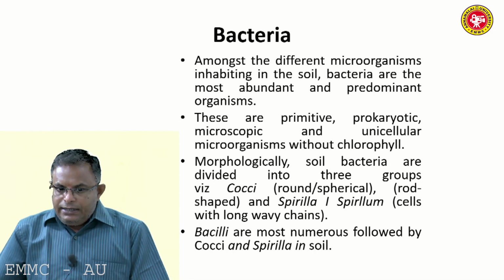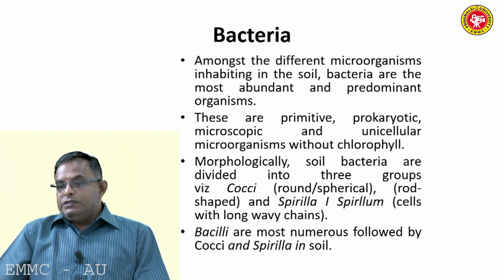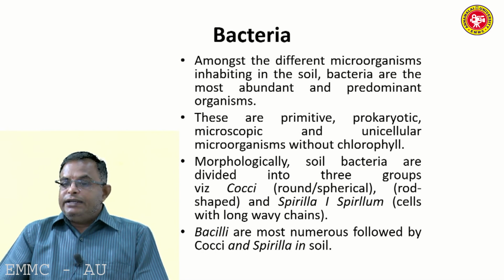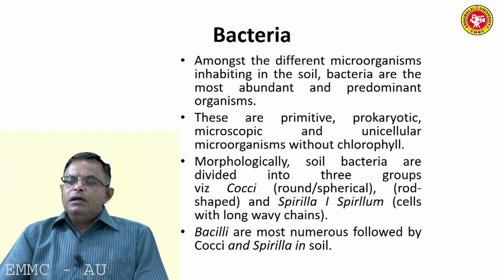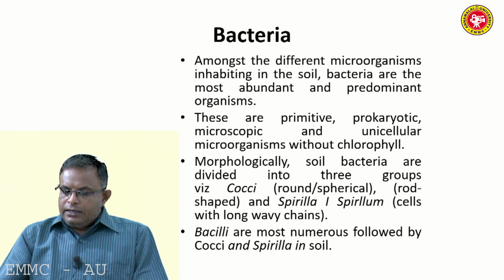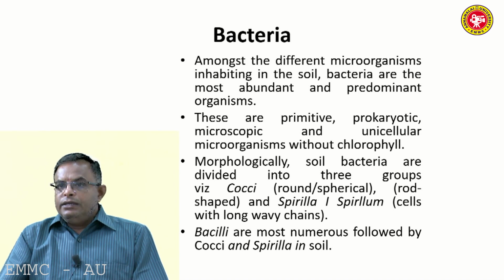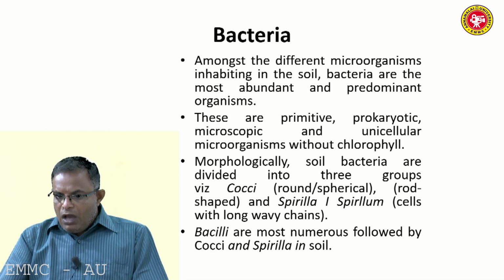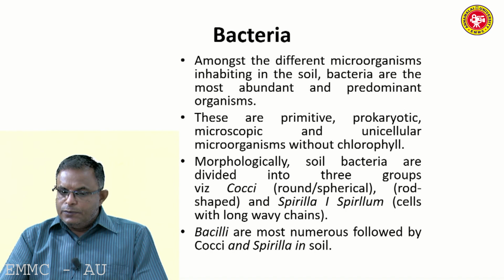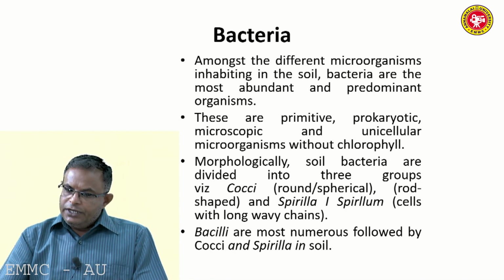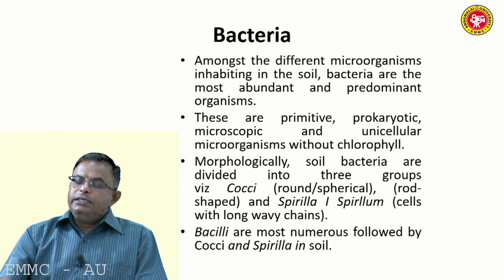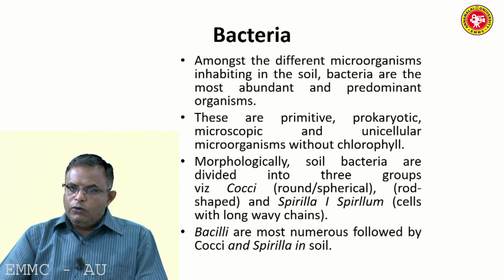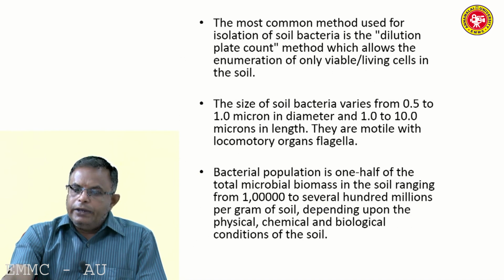Bacteria are ubiquitous in nature, that means they are present everywhere, and they inhabit soil also. Bacteria are the most abundant and predominant organisms in soil, and these are primitive organisms classified as prokaryotes. They are microscopic, unicellular microorganisms without chlorophyll. Morphologically, soil bacteria are divided into three groups: cocci, rod shaped, and spirilla. Bacilli are the most numerous organisms, followed by cocci and spirilla in soil.